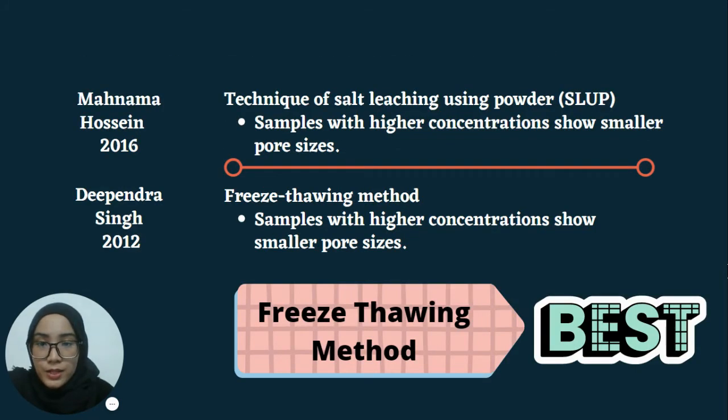Next, Mahanama Hussain used the technique of salt leaching using powder. The sample with high concentration shows smaller pore size. And the last one, Predasin used the freeze thawing method. The sample with high concentration shows smaller pore size. The result of this research shows freeze thawing is the best method to fabricate gelatin-PVA scaffold.